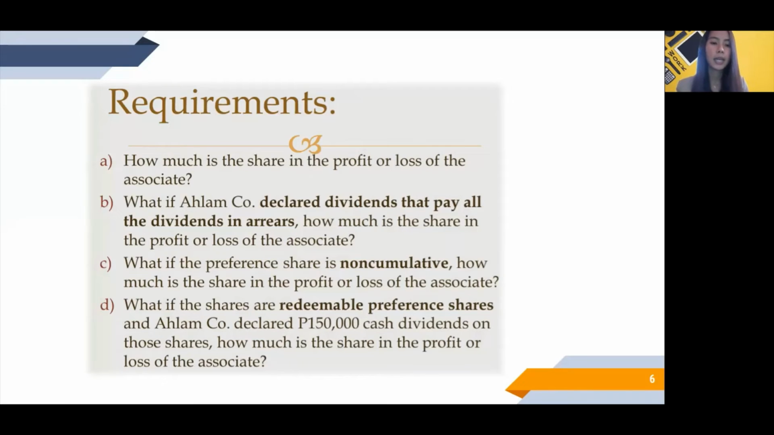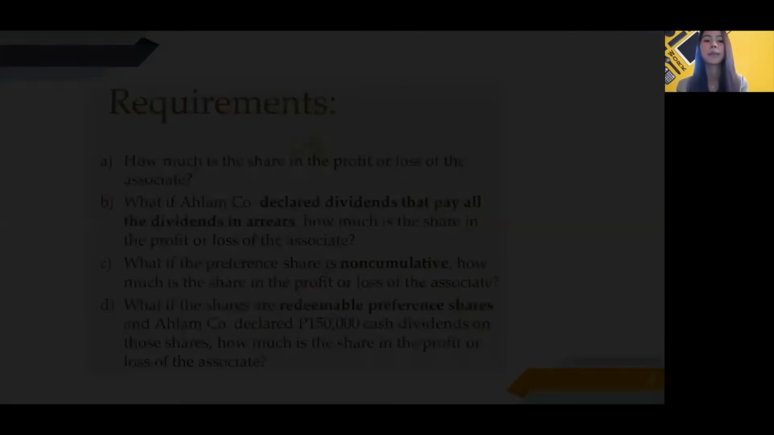So for letter A, how much is the share in the profit or loss of the associate? Letter B, what if Alam ko declared dividends that pay all the dividends in arrears? How much is the share in the profit or loss of the associate? Letter C, what if the preference share is non-cumulative? How much is the share in the profit or loss of the associate? And for letter D, what if the shares are redeemable preference shares and alam ko declared 150,000 cash dividends on those shares? How much is the share in the profit or loss of the associate?